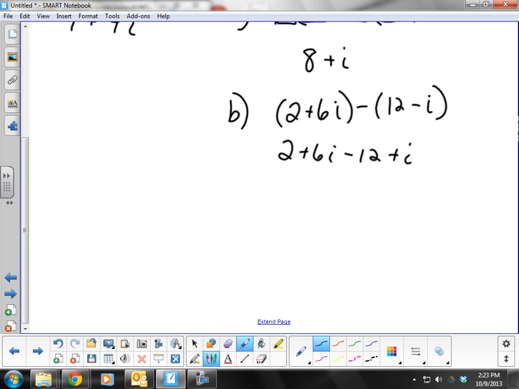Now I just combine the like terms. So the real number parts are 2 and negative 12, so I get negative 10. And 6i and a 1i gives me, what? 7i, yes. Good. All right, so any questions about adding or subtracting? That's how you do it. Okay, the next one talks about multiplying.